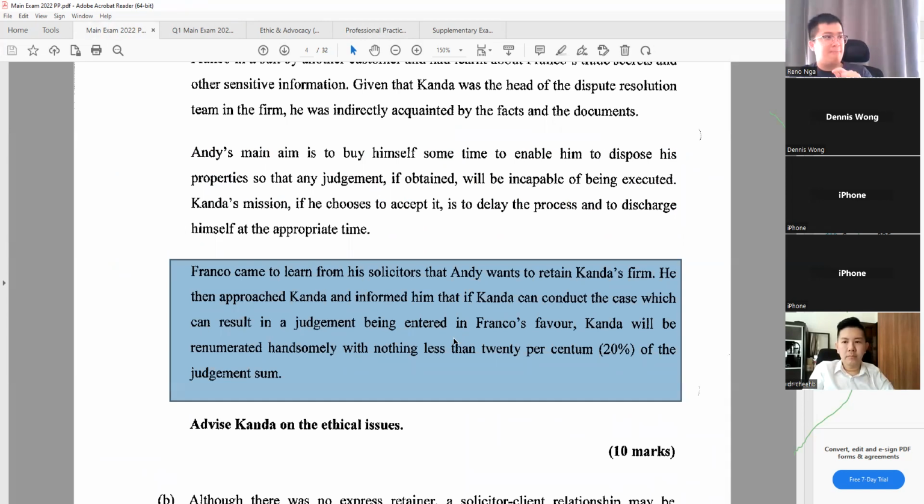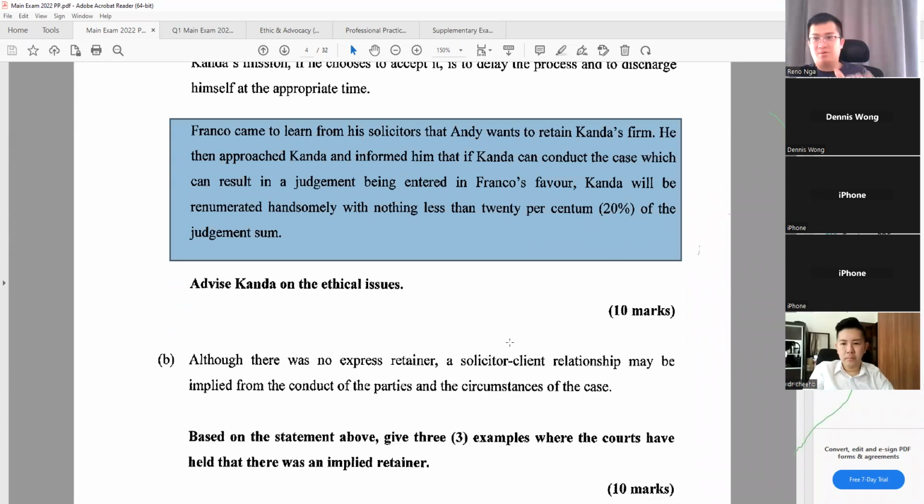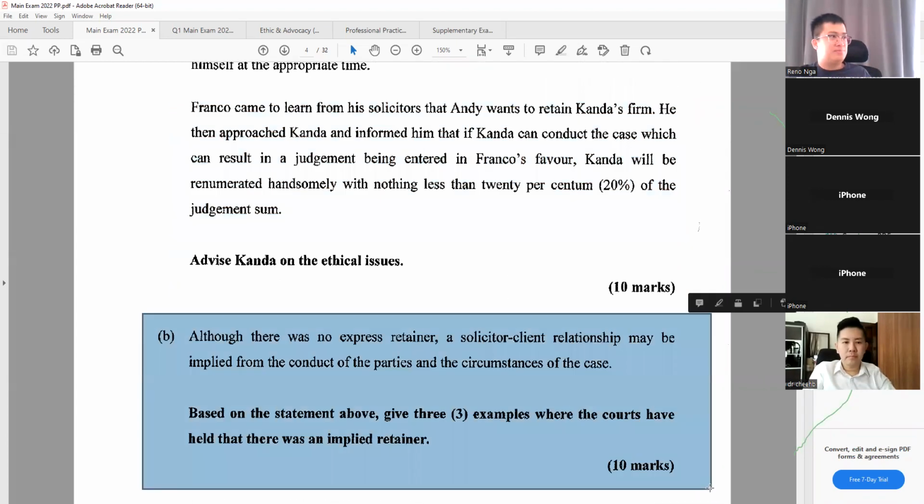Okay, so like I say, if I don't see any question in the chat box, I assume everybody understands. Okay, so next one, B. Although there was no express retainer, the solicitor-client relationship may be implied from the conduct of the party and circumstances of the case. I think someone asked this question in the group before, and if I'm not mistaken, I answered also.